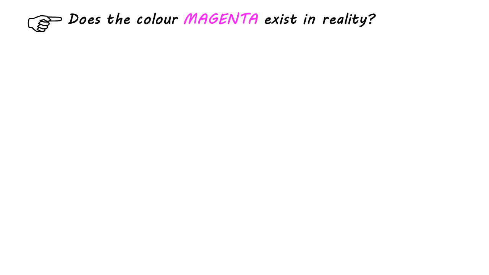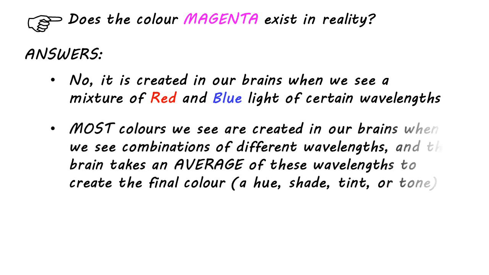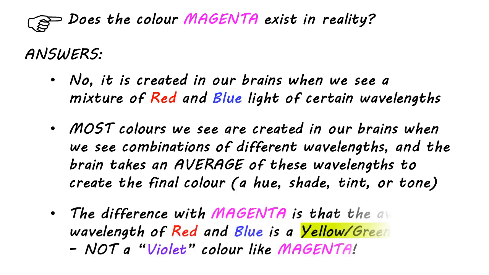So, let's summarise. Does the colour magenta exist in reality? No, it's created in our brains when we see a mixture of red and blue light of certain wavelengths. Now this in itself isn't unusual. Most colours we see are created in our brains when we see combinations of different wavelengths, and the brain takes an average of these wavelengths to create the final colour, a hue, a shade, a tint or a tone. The difference with magenta is that the average wavelength of red and blue is a yellow-green colour, not a violet colour like magenta.